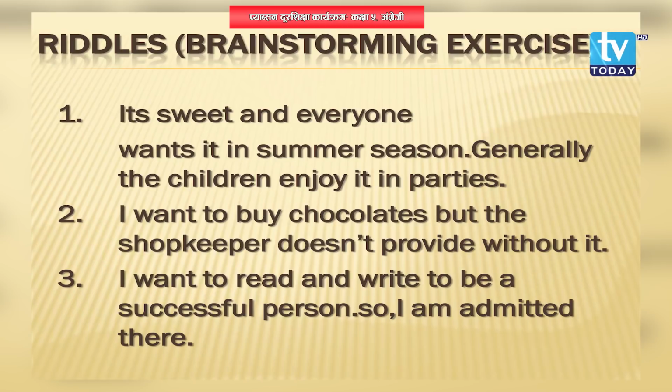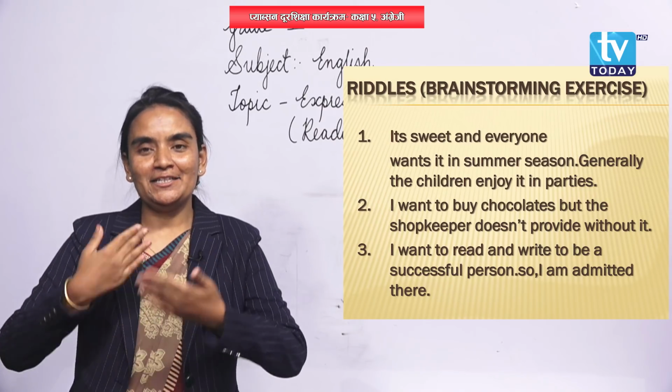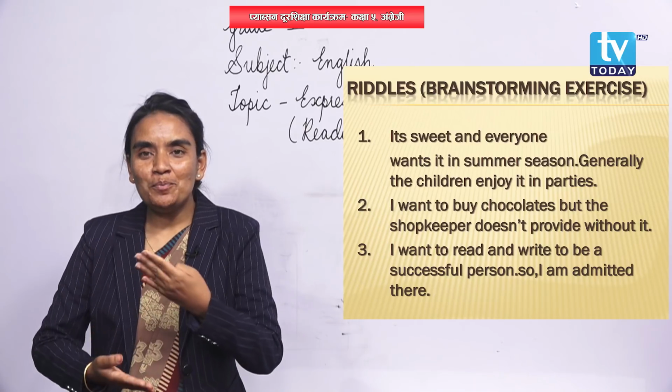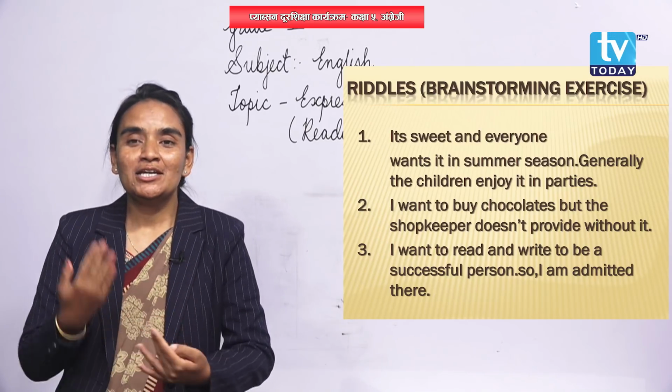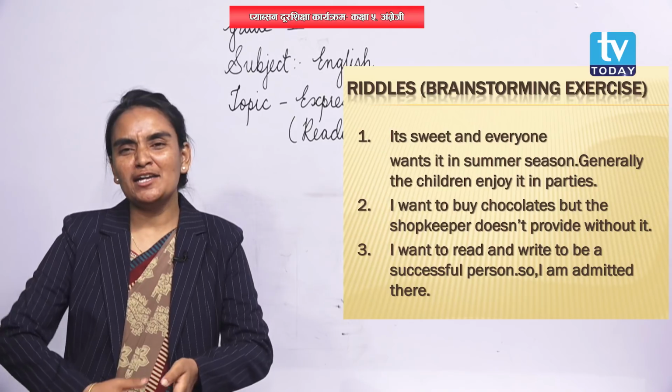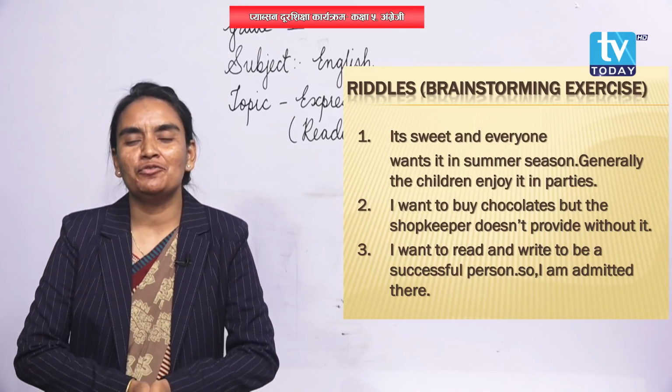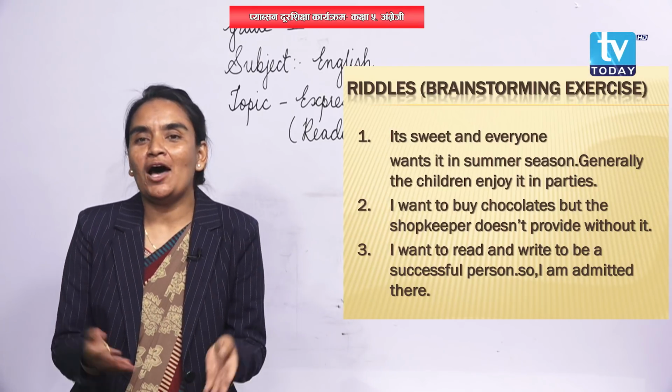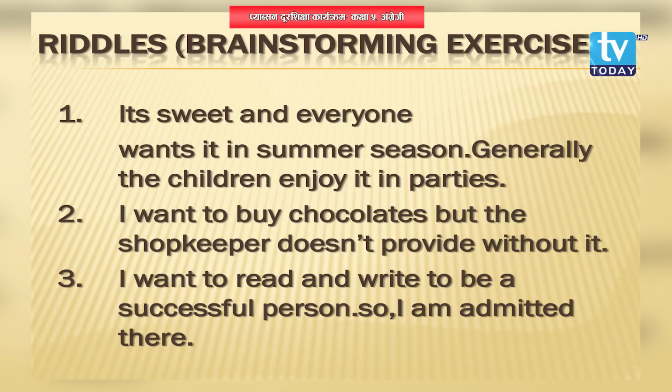Now you are nearer to the answer. What is it? It's money. It may be 1 rupee, it may be 2 rupees, 3 rupees, or some kinds of expensive chocolates also will be there for you. But without money, the shopkeeper doesn't give you chocolates. Anyway, we like it.